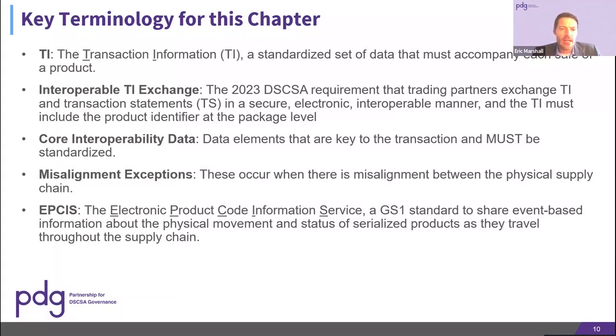And then finally, EPCIS, another notion that you'll hear talked about extensively here today. This is the GS1 standard for event-based sharing of information in product movement.